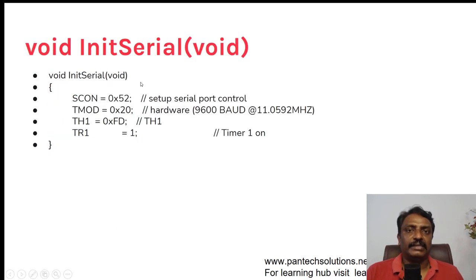And this is the same thing. The init serial function sets the SCON register and TMOD register, and TH1 and TR1 turn timer 1 on, to set up the serial port at a baud rate of 9600. TH1 is the same thing which was explained in the UART code. You can find it in yesterday's program.